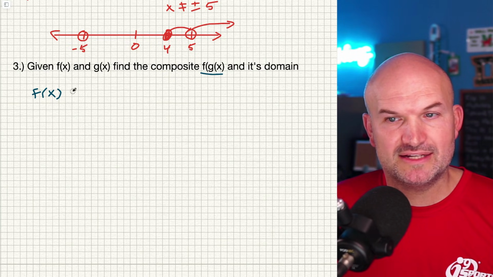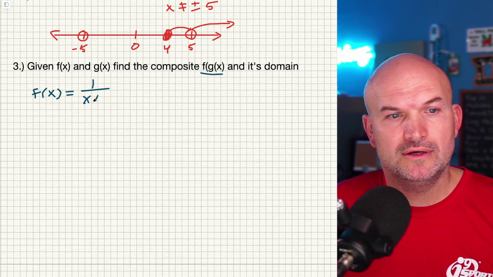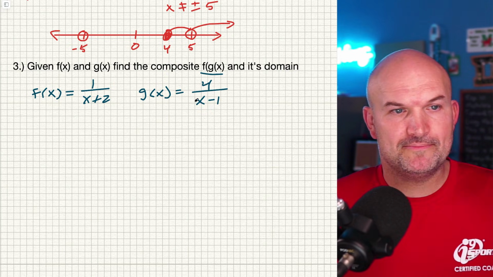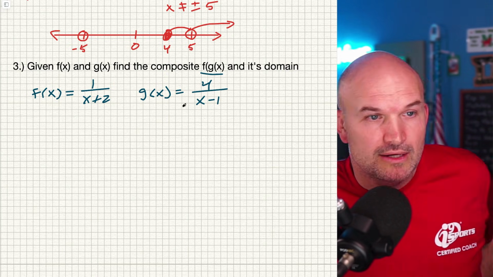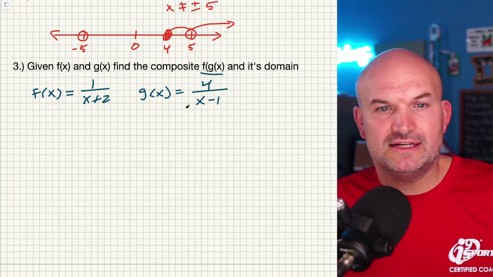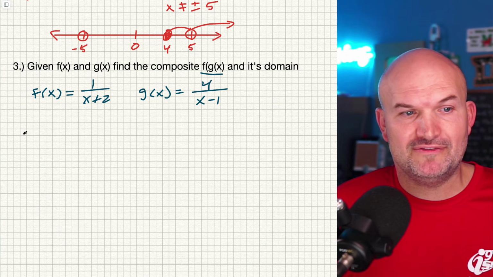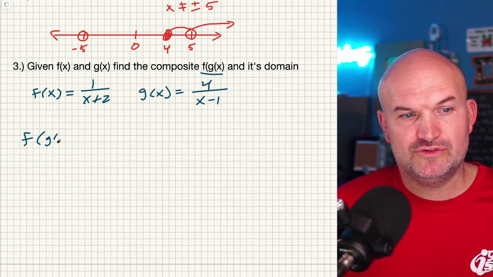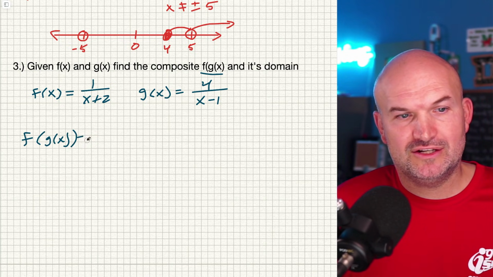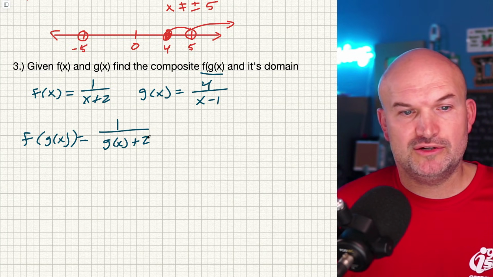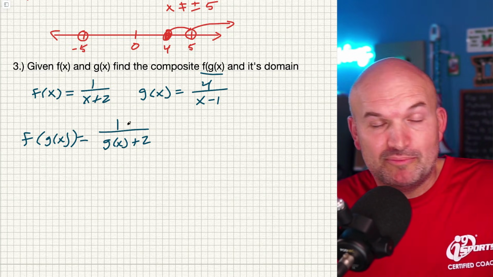So let's say f of x is equal to 1 over x plus 2. And let's say g of x is going to be 4 over x minus 1. Given f and g of x, find the composite of f of g of x. So we're going to plug g of x into our f of x. So f of g of x is going to look something like this: 1 over g of x plus 2, just like we did in that previous example.